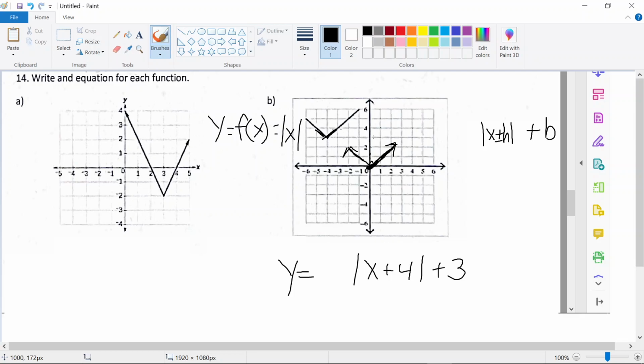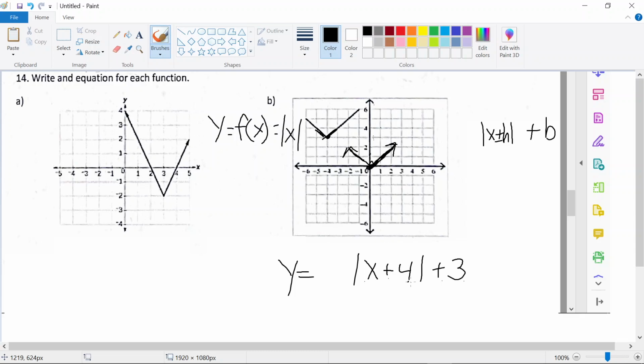Let me just check a few values. At negative 4, the value of the function should be 3. Negative 4 plus 4 is 0, plus 3 is 3. So that's right. At negative 3, it should be at 4. Negative 3 plus 4 is negative 1. Absolute value of negative 1 is 1, plus 3 is 4. It's correct. I think you'll find that they're all correct.